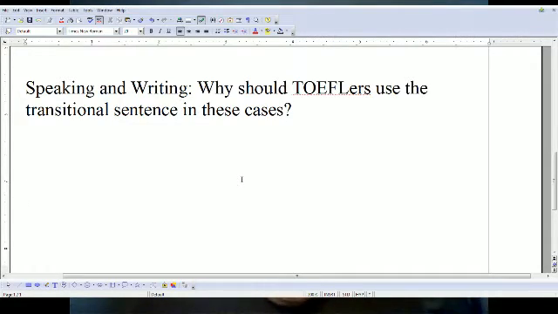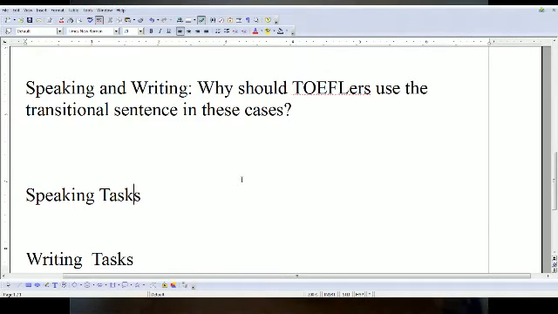So that's why we would do that. So why should TOEFLers use the transitional sentence in these cases? Because it helps to understand the connection of your ideas, right? So let's talk about speaking and writing tasks for just a minute. And let's see if I could demonstrate a transition sentence in both of these cases, right? And kind of see how it works. So hopefully, after you watch this video, you'll have a better mastery of how transitional sentences work in both speaking and writing.